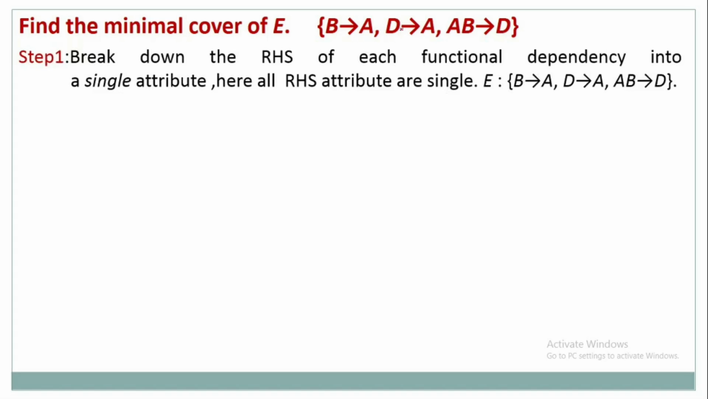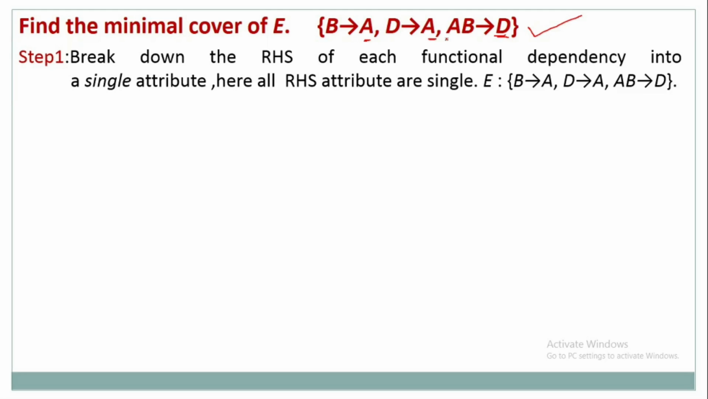Now, find the minimal cover of E for these functional dependencies. As you already learned, in the first step the right side should always be single. Break down the right hand side of each functional dependency into a single attribute. Here all the right hand sides are single, so I can skip the first step.